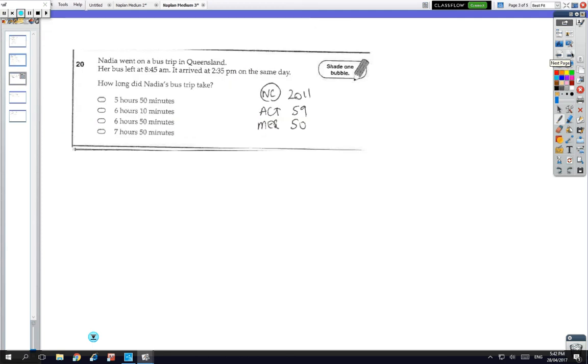Okay, so this is another one of subtracting times. We're leaving at 8:45, we're getting in at 2:35. How long will be the difference? So again, this one's not too bad. Half the kids got it right. So let's see how you go.